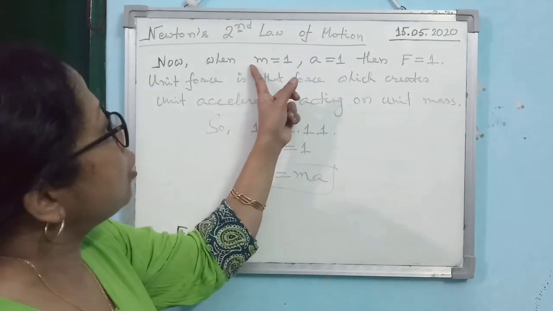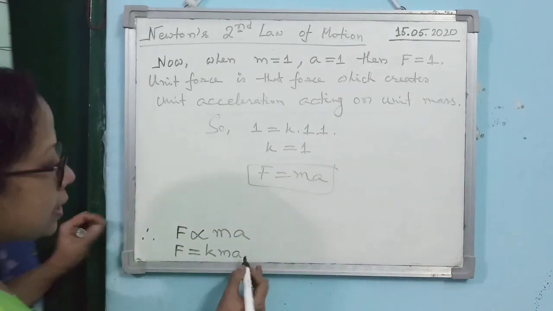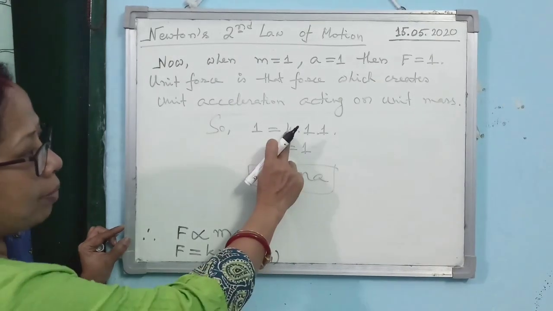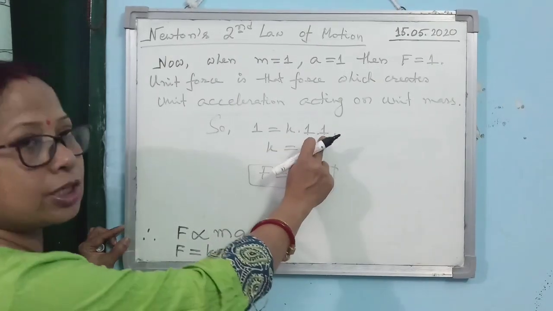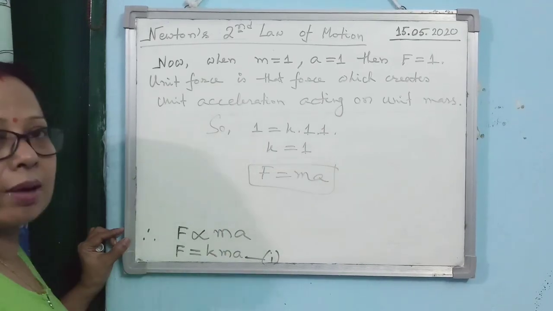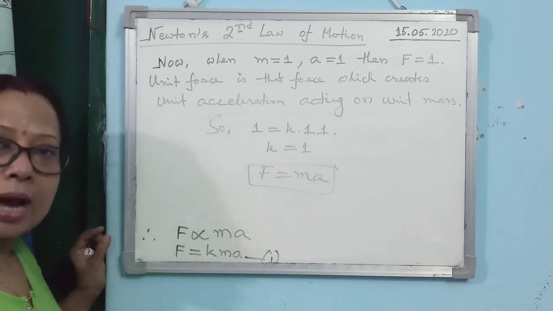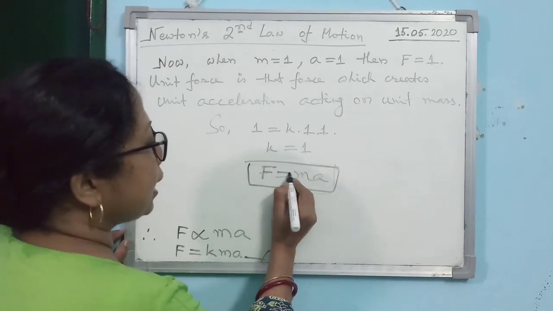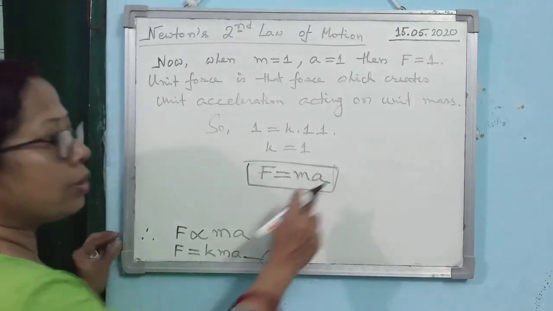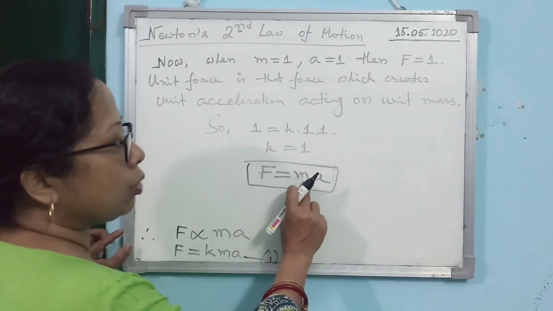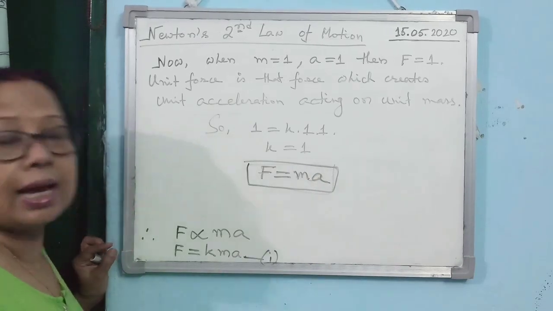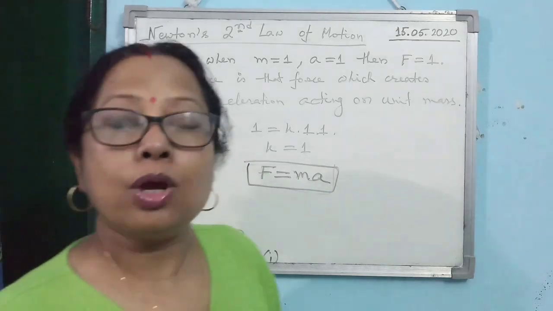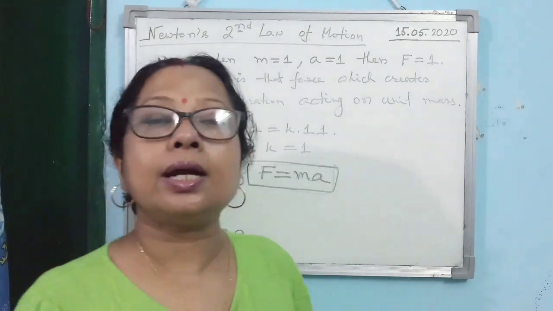If you substitute all these things in the first equation, you see what is happening. F is 1, then K, then mass is also 1, acceleration is also 1. So what is the value of K? The value of K is equal to 1. This is the conclusion of Newton's second law of motion: according to Newton's second law of motion, F is equal to mass into acceleration. So from Newton's second law of motion, one can get the measure of the force.